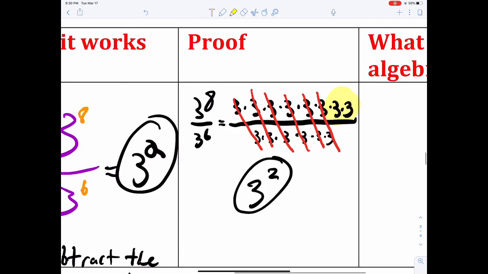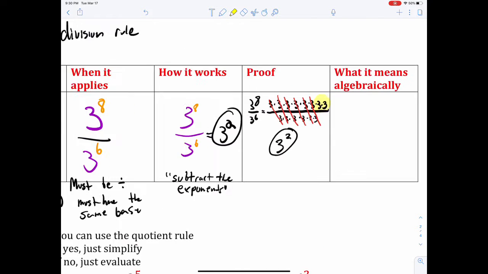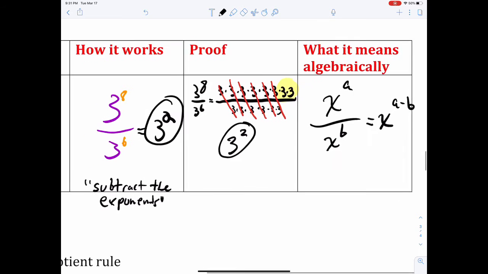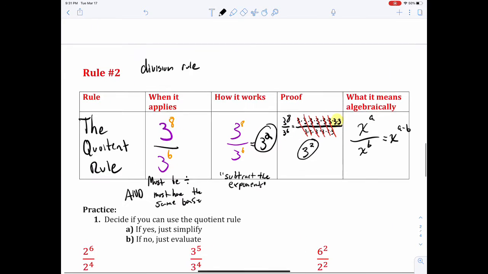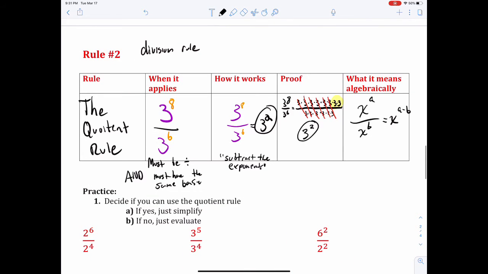Again, not terribly important that you memorize that, but you don't just want to take things for what they are. You want to make sure you can see where it's coming from. Okay, algebraically, likewise, say you have x to the a power divided by x to the b power. That's going to simplify to x to the a minus b. We're subtracting when we divide. Okay, so there are the notes right there.